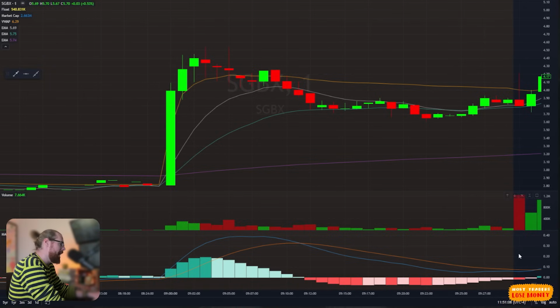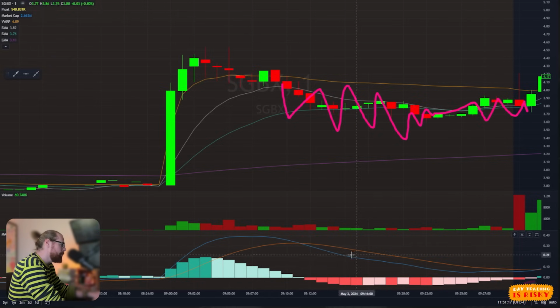So let's watch what happens right here. MACD is against the trade right here. So nothing in here you should be trading. No trade, no trade, no trade. And then right here, we can get back in.